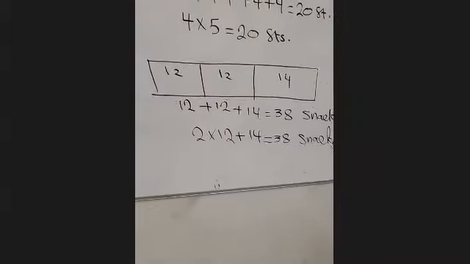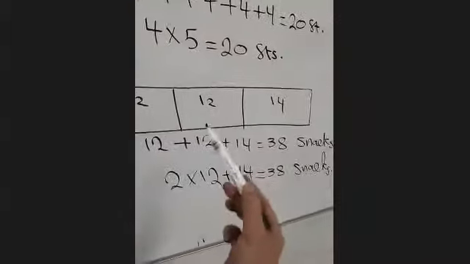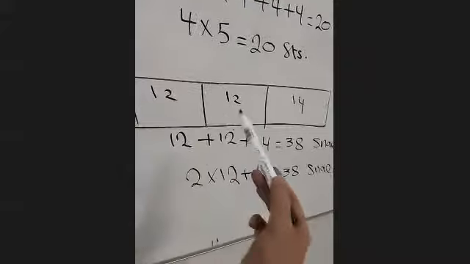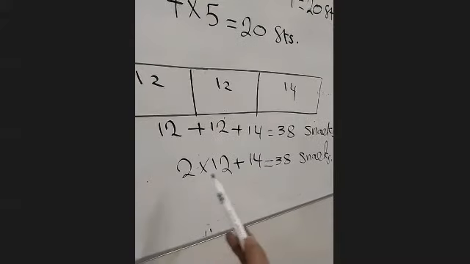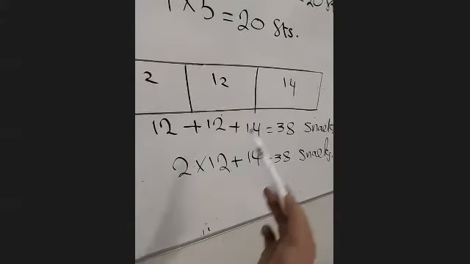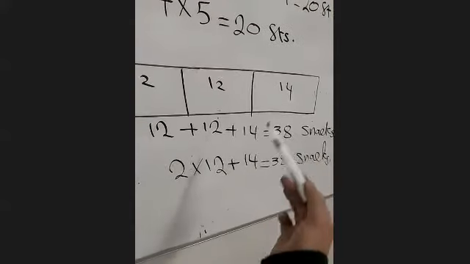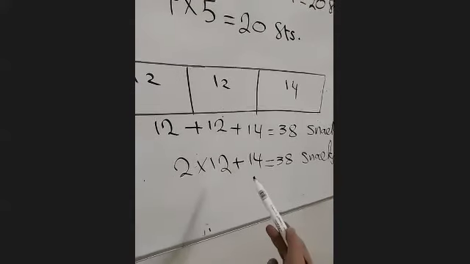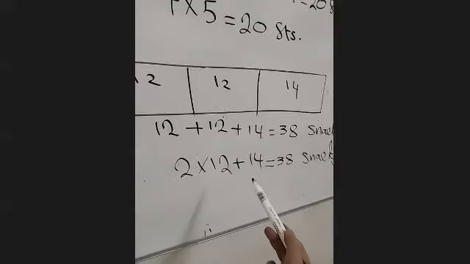So here we have a 12, a 12, and 14. We have two 12s, we say 2 multiply 12, plus 14. Or we can add the three numbers together. Both ways we write now. Read under the diagram.